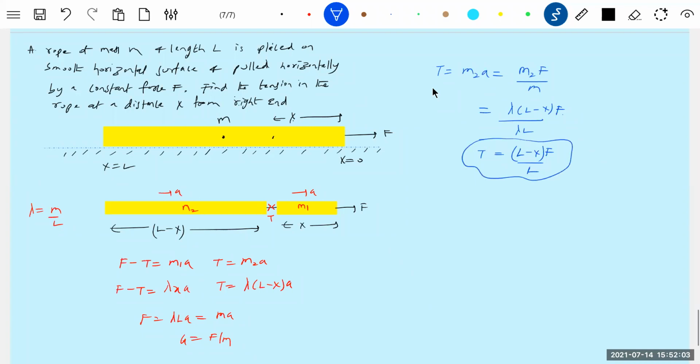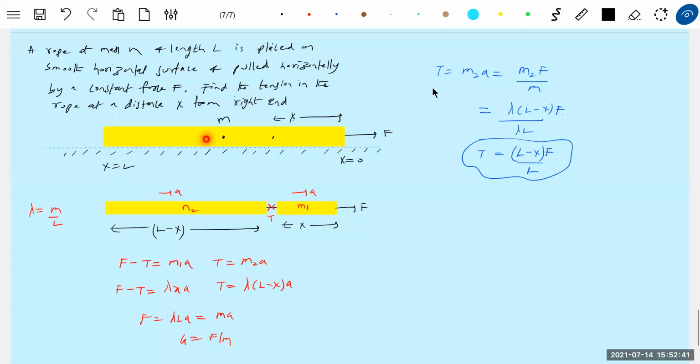Now put x equal to 0. What is the tension? It will be F. With what force you pull the rope, there will be that tension, if the rope is accelerating. So definitely the tension at this end will be F. What about tension at the other end? It will be 0. Put x equal to L. If you put x equal to L, the tension at this point is 0.